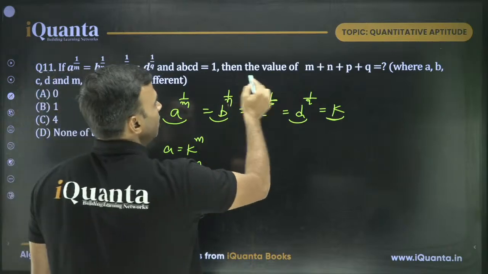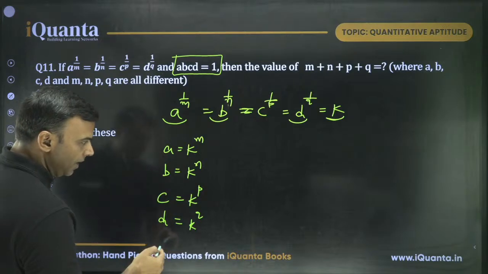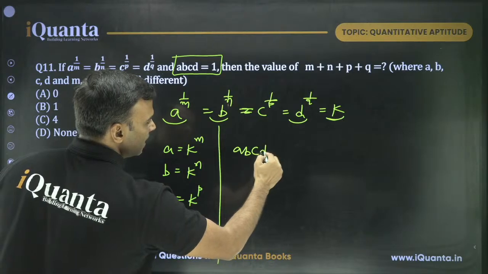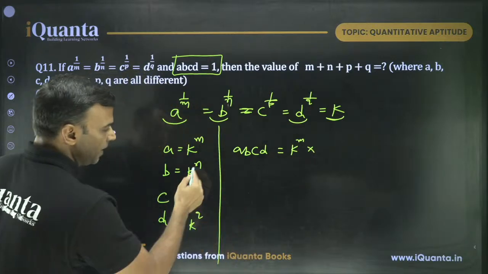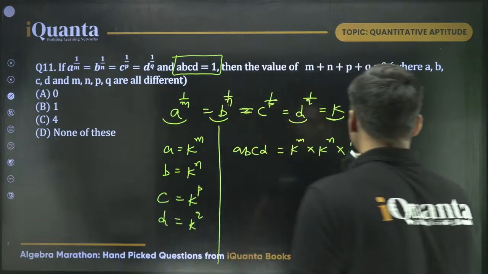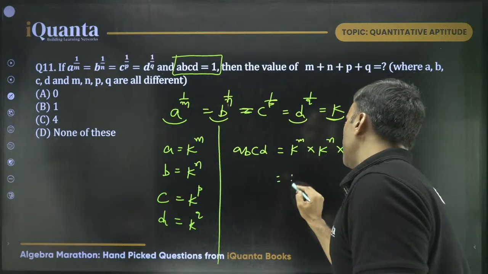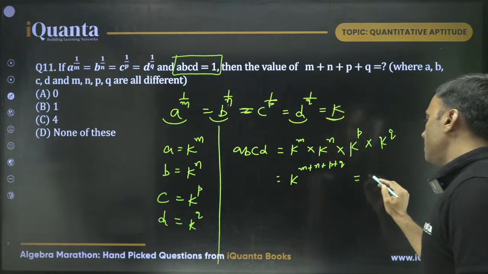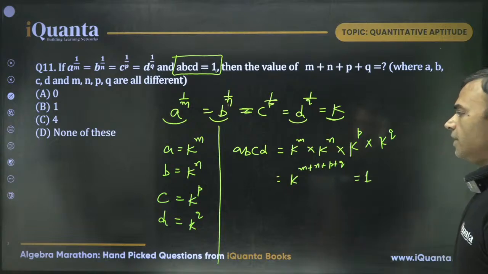Now the question is about the multiplication of a, b, c, d. So if you multiply, what do you get? a into b into c into d should be equal to k to the power m into k to the power n into k to the power p into k to the power q. Right? So this is equal to k to the power m plus n plus p plus q. And it is given how much? 1. abcd is given as 1.